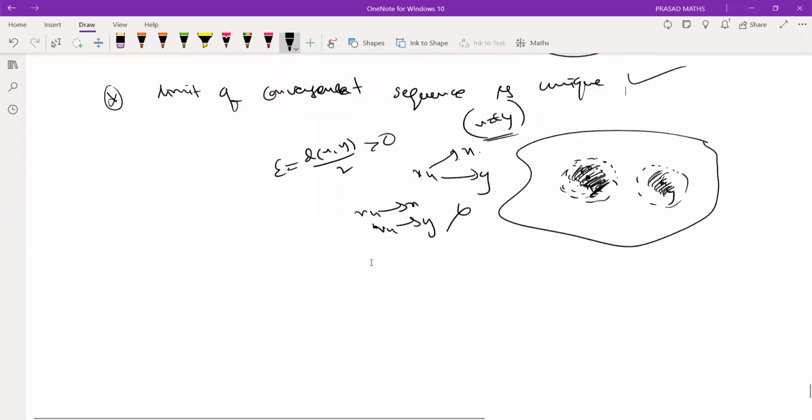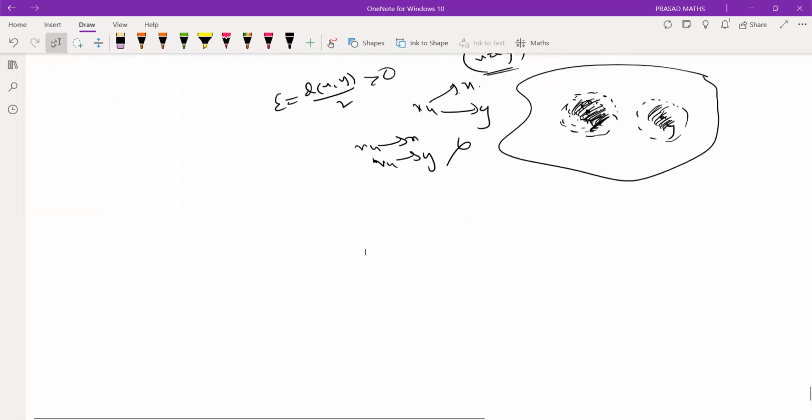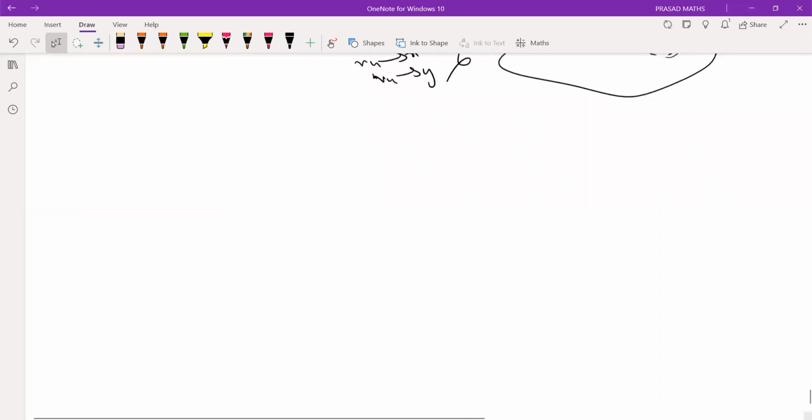Is it clear? The limit of a sequence must be unique, but this in general need not be true. In a metric space, it is true because of the Hausdorff property. It is true only in metric space. In general, this result may not be true. Yes or no? Is it clear?